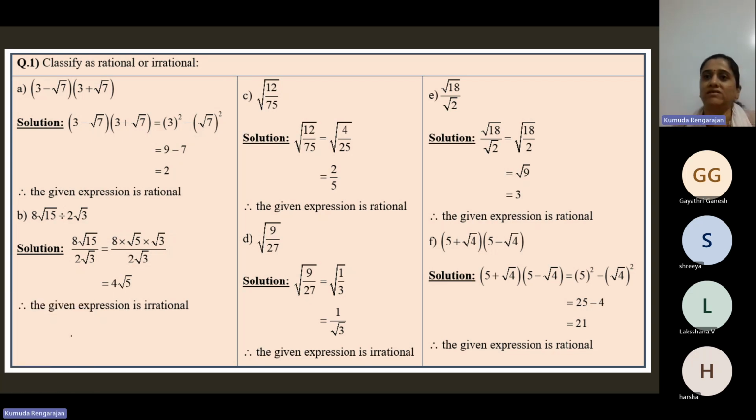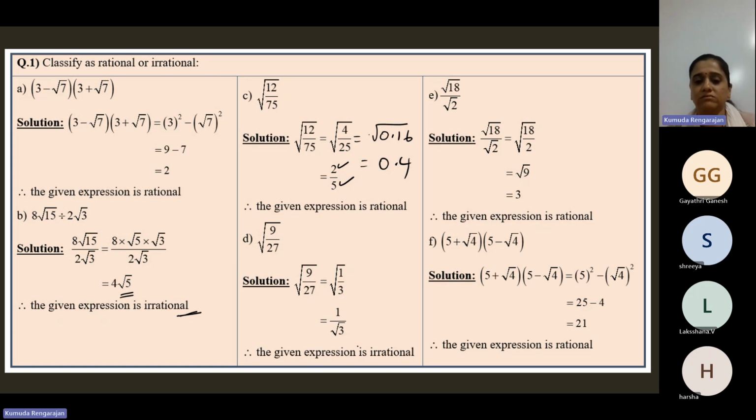See, you don't have to rationalize the denominator here. If the denominator is irrational, you don't have to rationalize it. You're just breaking down the terms or the numbers in the numerator and denominator, trying to simplify by canceling out common factors. So this is 4 root 5, irrational. And this one is 4 by 25. On dividing, you get 0.16, square root of 0.16, which is 0.4. Or square root of 4 is 2, and square root of 25 is 5, so 2 by 5. Rational, either way.